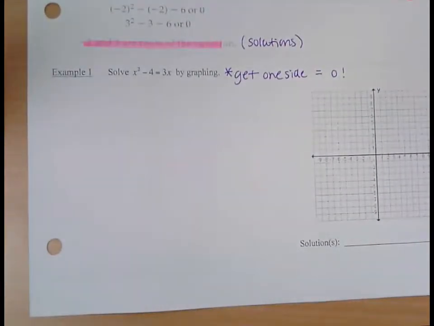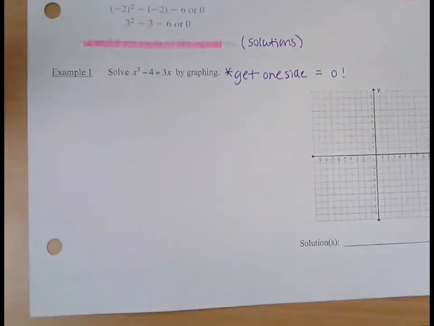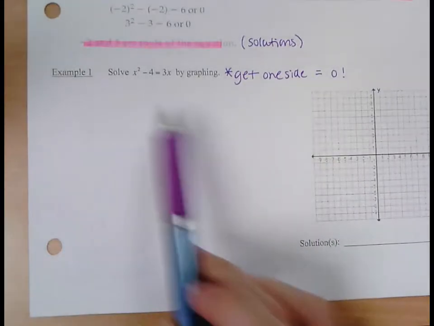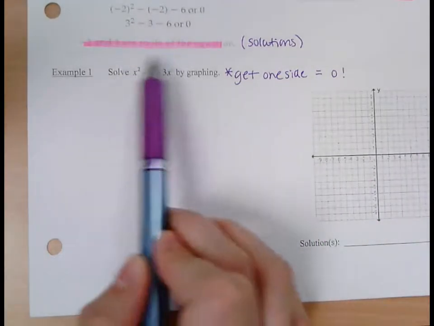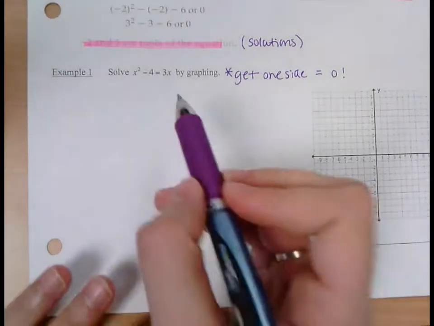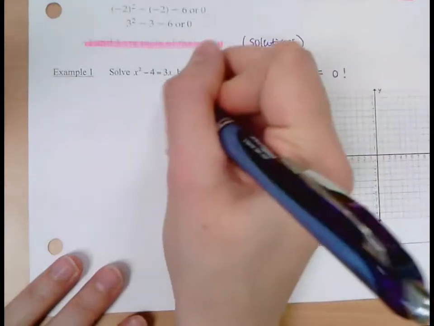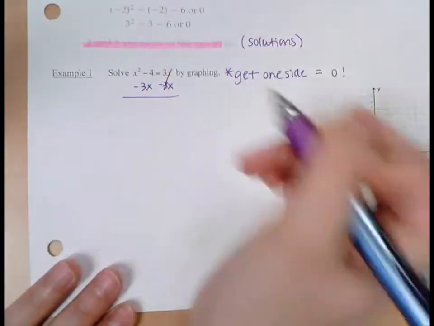And it doesn't matter which side you get equal to 0. Really, between you and somebody else, you could have two different graphs based on which side of your equation you got equal to 0, but your solution should still be the same no matter which side you get equal to 0. I'm going to get the right side equal to 0 by subtracting 3x from each side.